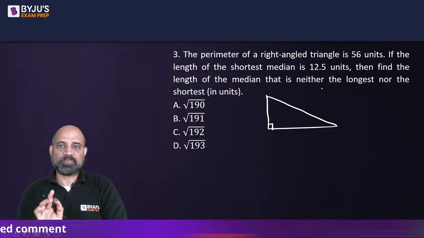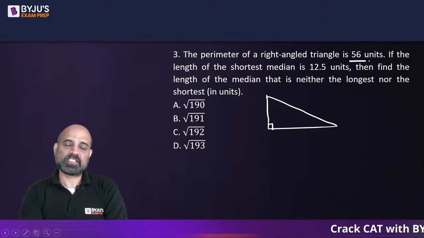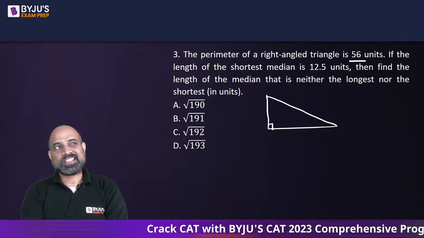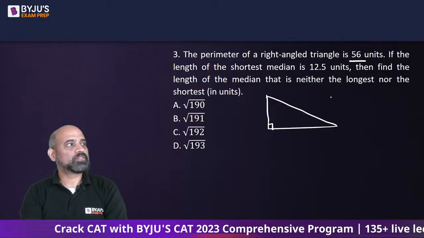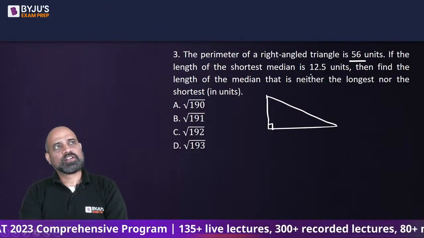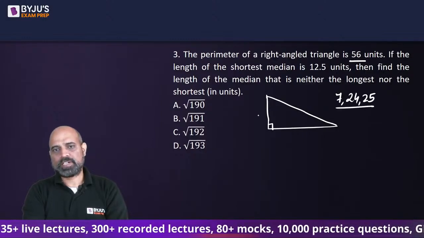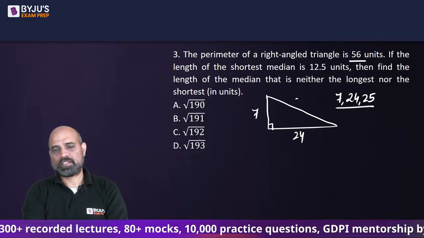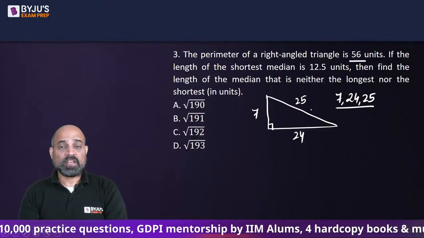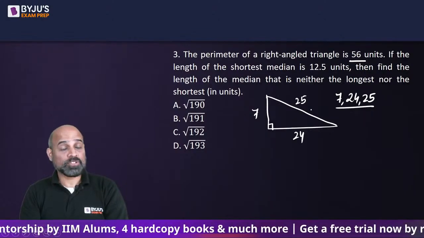Now, the first trick here, the quicker part, is if we can divide 56 into 3 parts such that they become a triplet. So for 56, let's take its half, which is around 28. So a little around 28, what triplet can exist? Can we take 7, 24 and 25? This is a triplet, isn't it? This is 7, this is going to be 24 and this is going to be 25, such that the perimeter is 56. It makes sense.